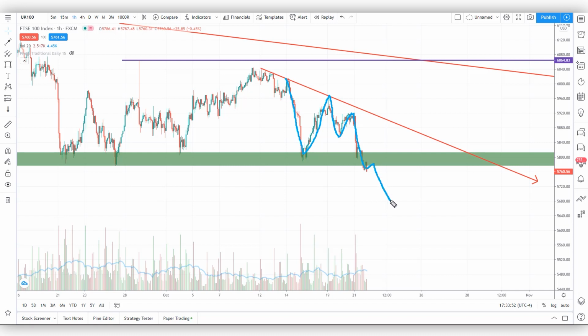Now what we are looking for is a move lower to show that the bears are in solid control, say into these 5680s or so. And then on the way back up, you would want to see somewhat of the same happen. You would want to see the market come in, tag this trend line, and then fail.